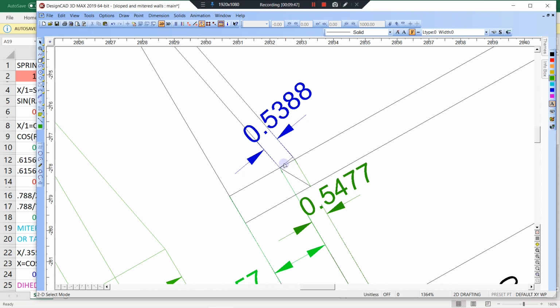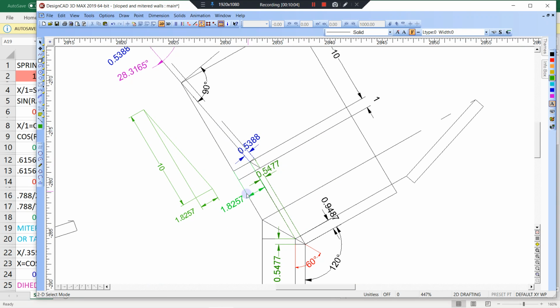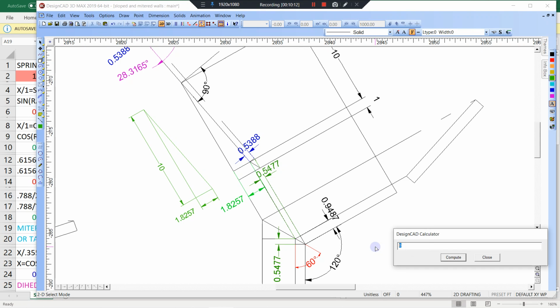So we know this distance is 0.5477, and what we need to know is what's perpendicular to these lines. Yeah, so the way we do that, we know this is 10. We got this is 1.8257. Let's go tangent, atan, 1.8257 divided by 10, close parenthesis, and we'll end up with 10.346.